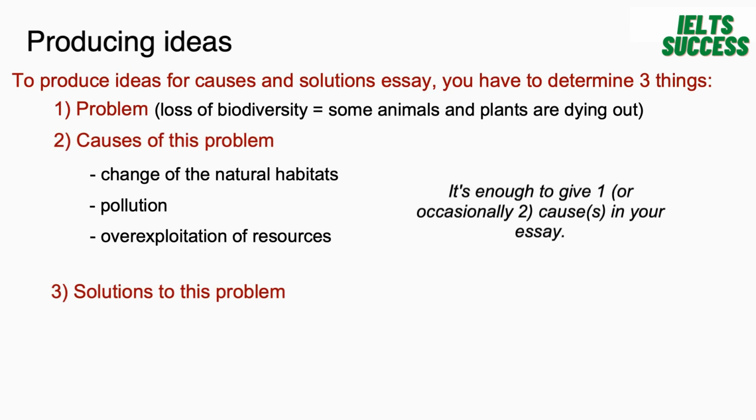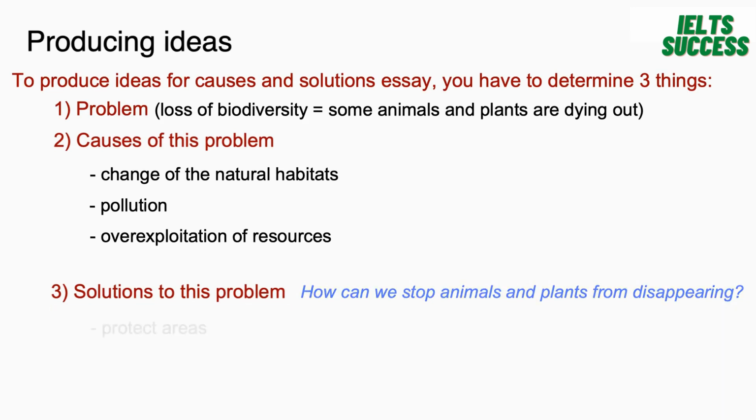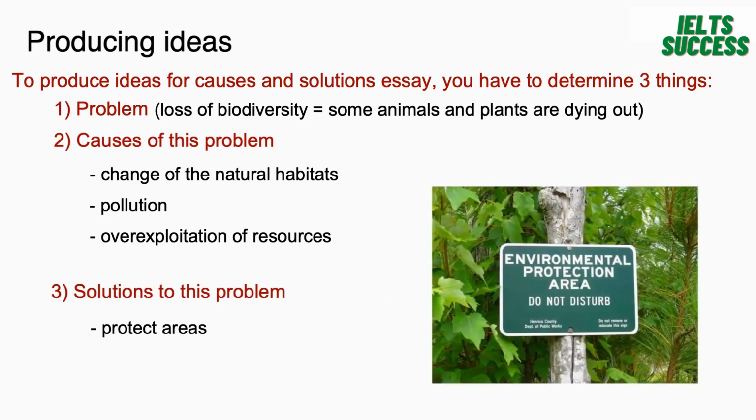It's enough to give one, or occasionally two, causes in your essay. But we don't start writing yet. Now let's think about possible solutions. How can we stop animals and plants from disappearing? Well, first solution is to protect areas. Protecting areas where wild animals live is an excellent way to save the environment and prevent species from dying out.